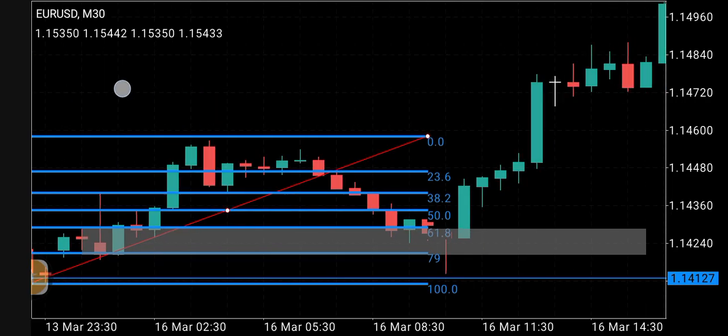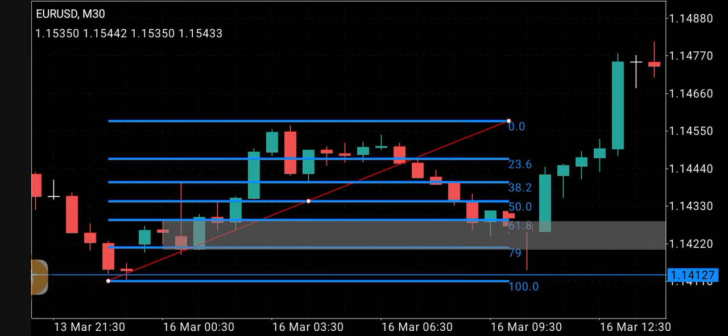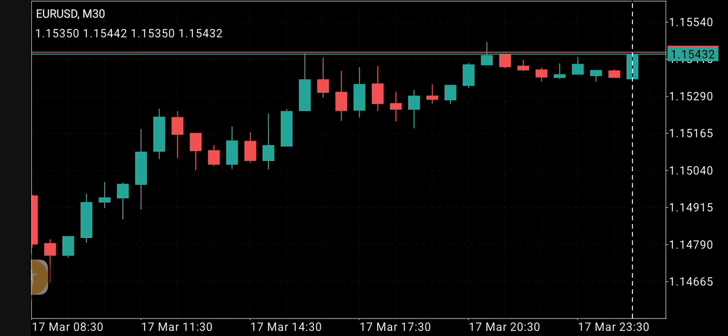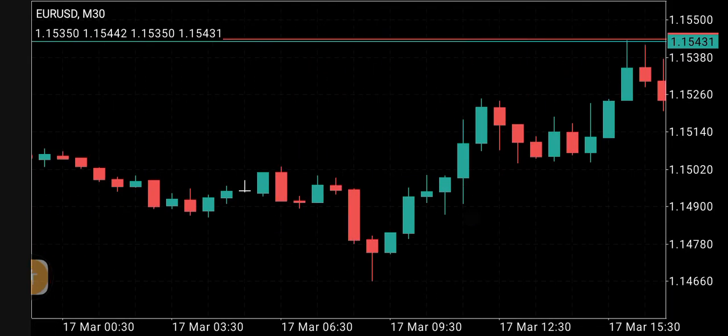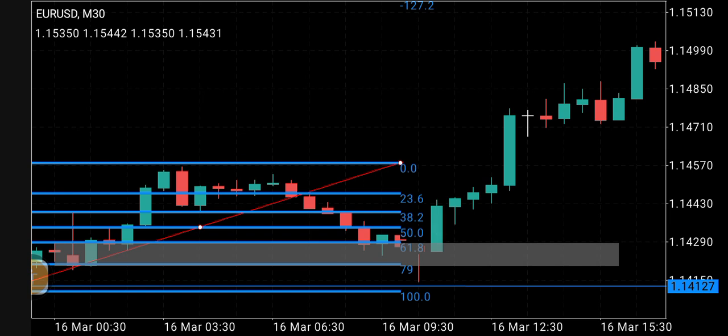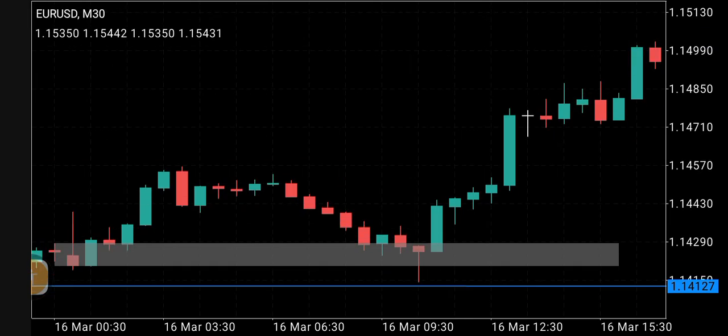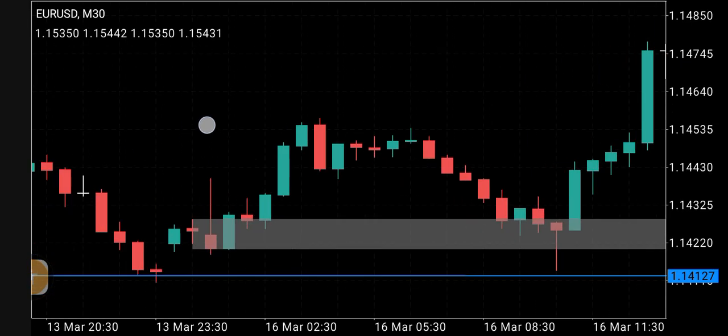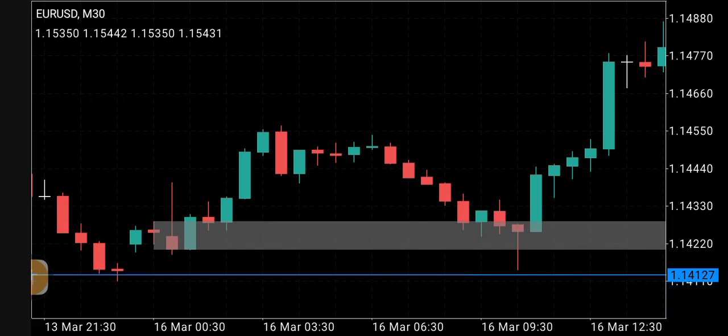So we now have many confluences. This is Fibonacci between 61.8 and 79 percent level. Let me remove it for clarity's sake. Okay, so our Fibonacci between 79 and 61.8 level.